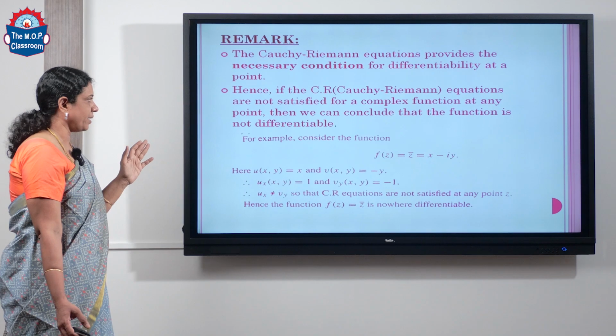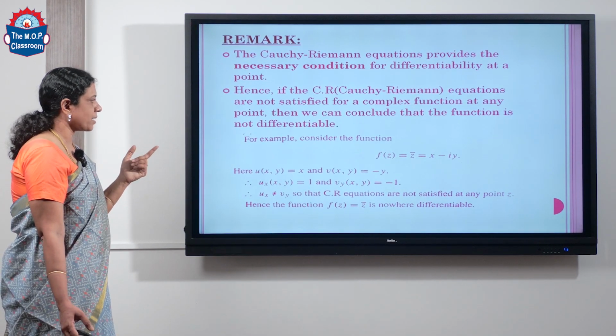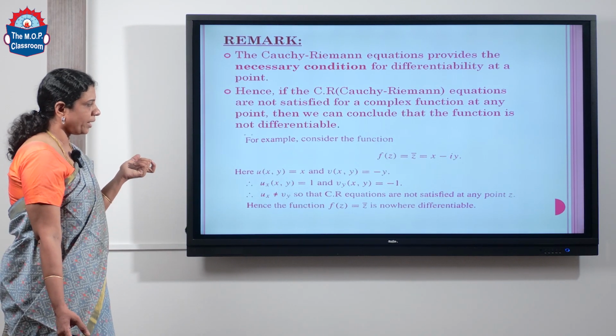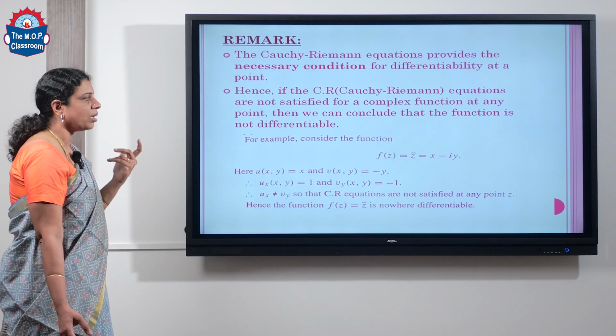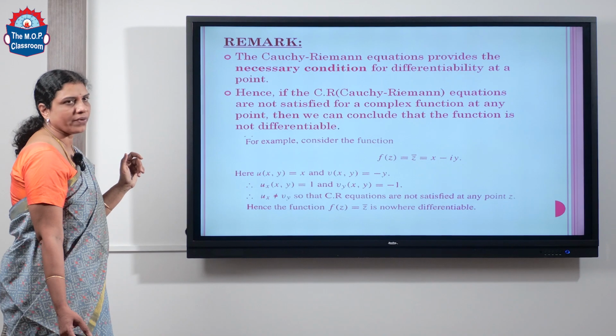So for example, consider the function f of z equal to z bar. Here u_x equals 1 and v_y equals -1, so u_x is not equal to v_y. The CR equations are not satisfied at any point, so we can say the function f of z is nowhere differentiable.